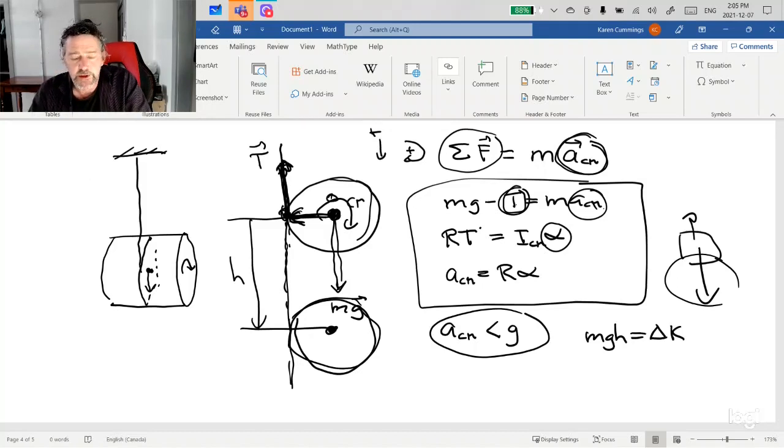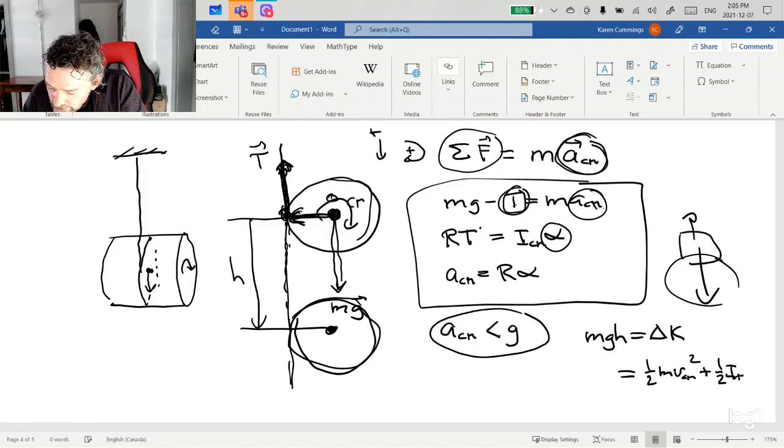Okay? But then there's two components to this kinetic energy. One of them is 1/2 m v_CM squared. That's the kinetic energy associated with its translational motion. And then plus, there's a kinetic energy associated with its rotation about the center of mass.